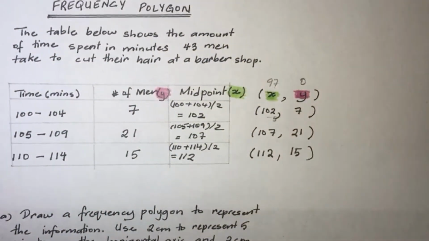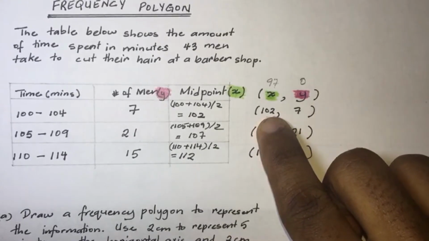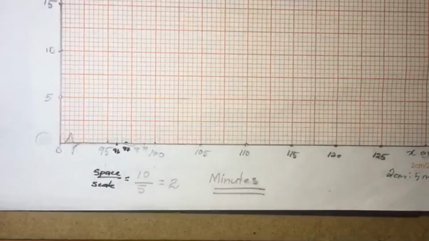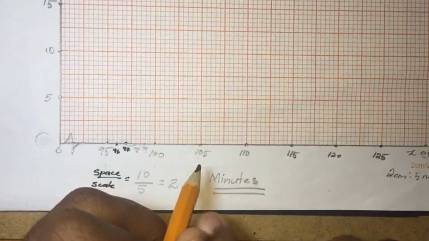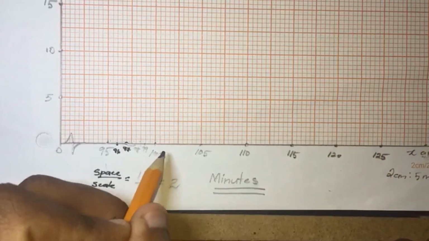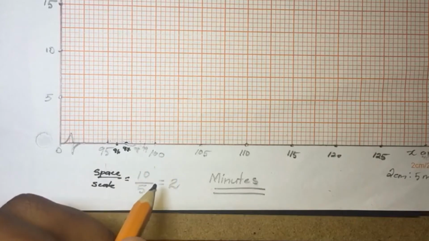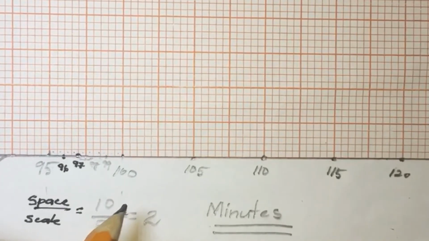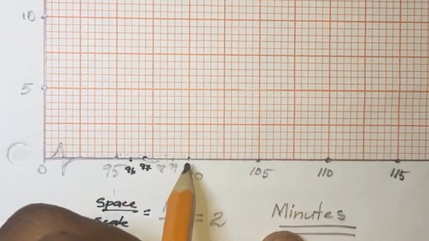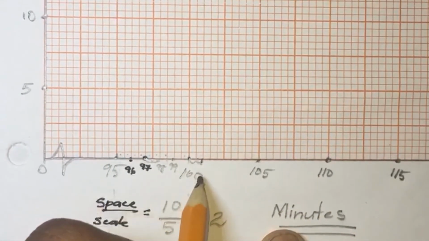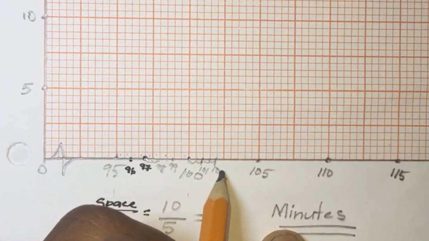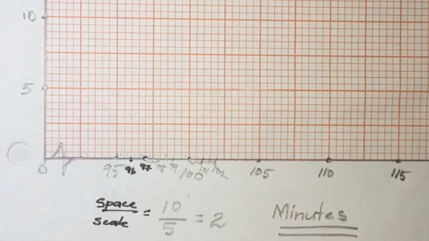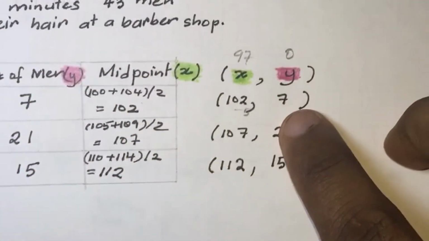102 along with 7. So I'm looking for 102 on the x-axis. So 102 is somewhere between 100 and 105. Now we said that every 2 spaces represents 1 unit on our x-axis. Let me zoom up again. So starting at 100, 1, 2, this will give me 101. 1, 2, this will give me 102. So I found where 102 is. Now I need to match this 102 with its y value, 7.